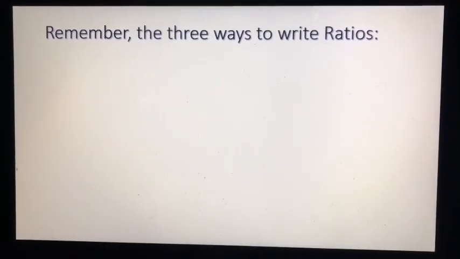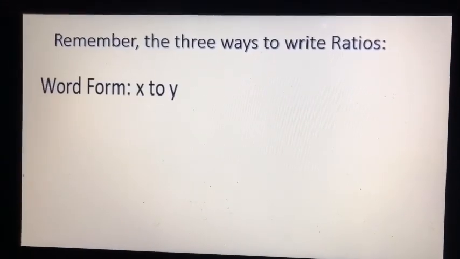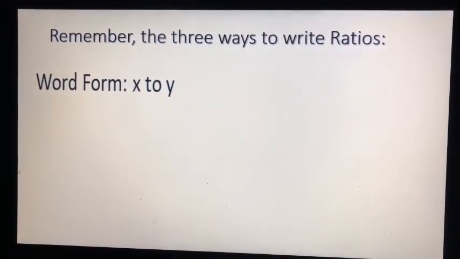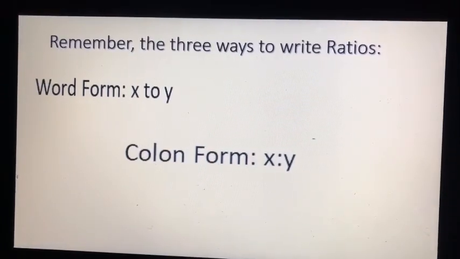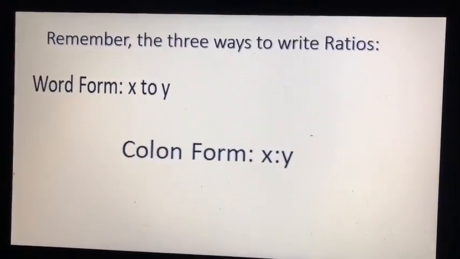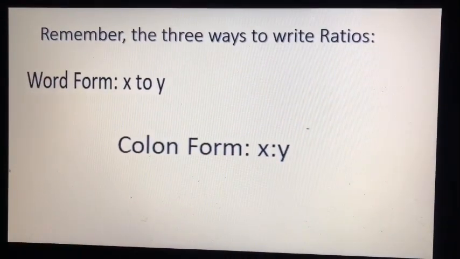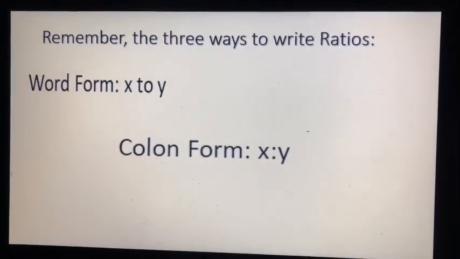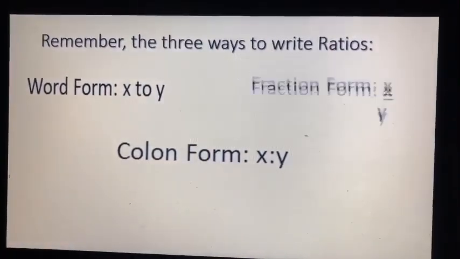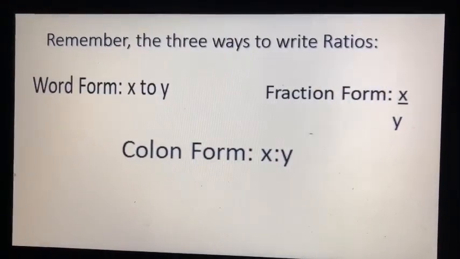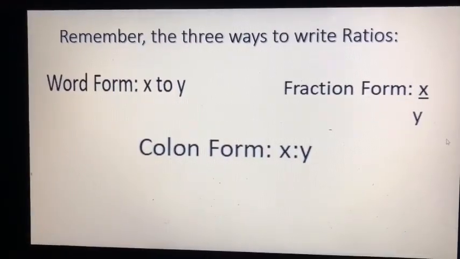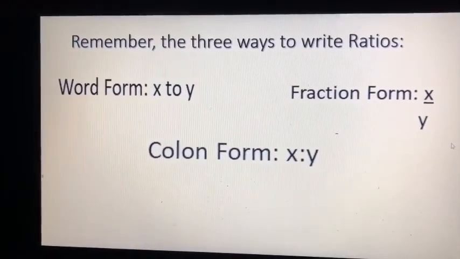Remember the 3 ways to write ratios. Word form, x to y. Colon form, x colon y. And that dreaded one that we all don't want to look at, but we're going to, fraction form, which is x over y.